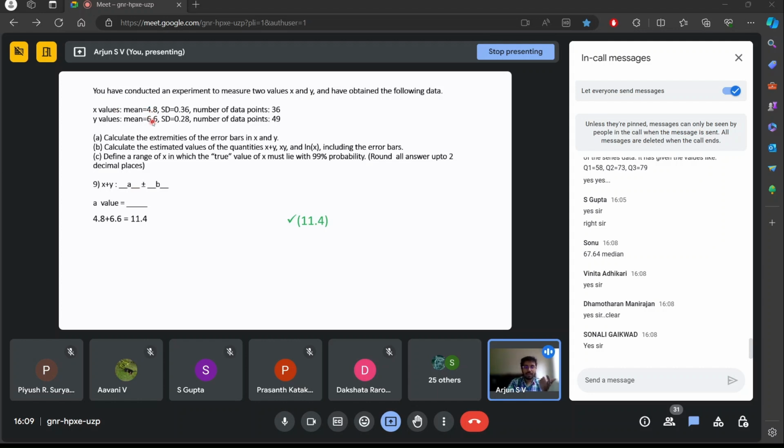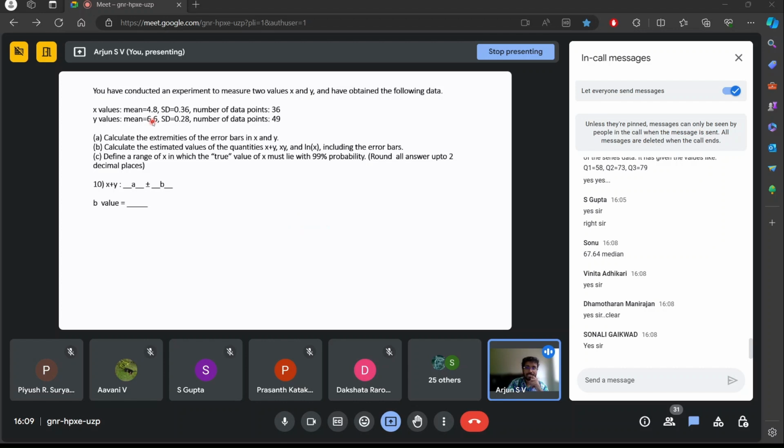If you have two values, any value will give you x bar, the mean, plus or minus the standard deviation, or rather the standard error. So mean plus or minus standard error. Here they have given the standard deviation. So for a, you just have to give the mean of the addition. You just have to add the means of x and y, which will give you 11.4.